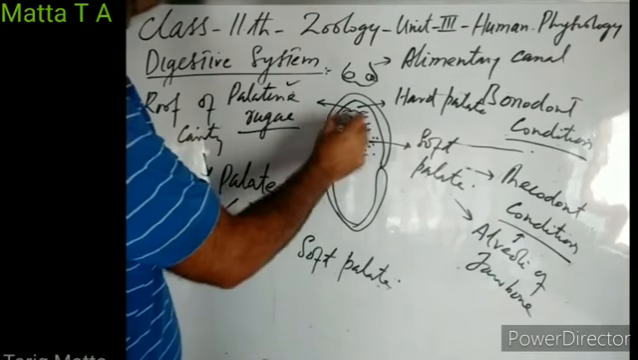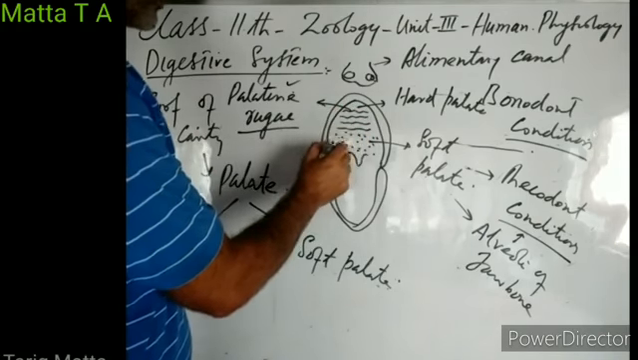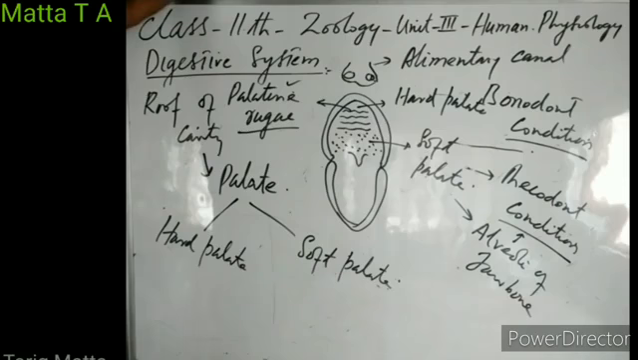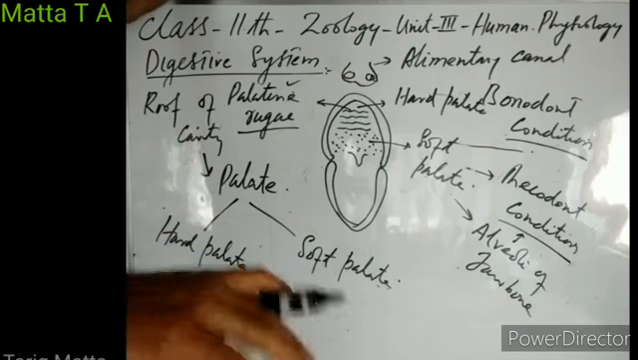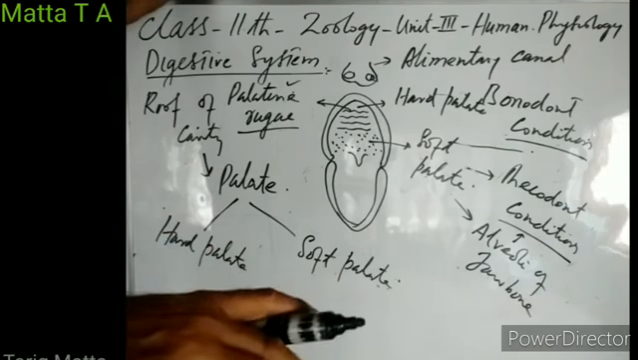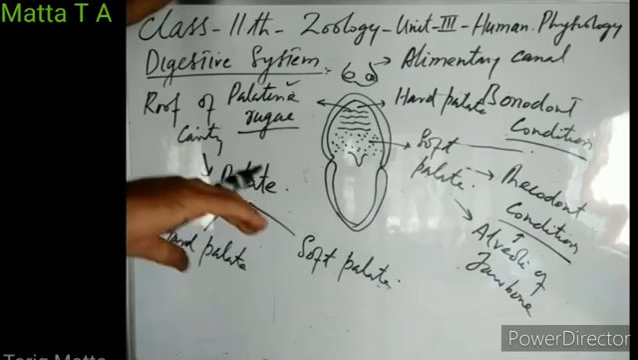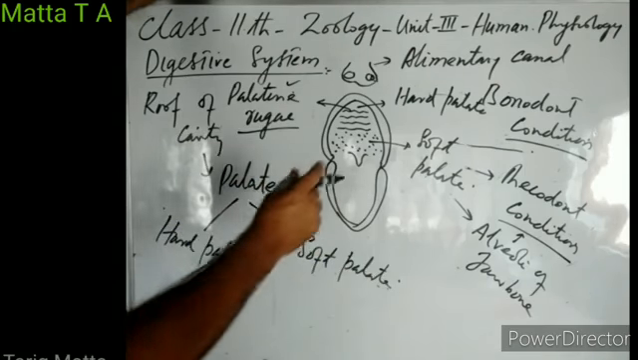Then behind this hard palate, there is the soft palate. It is very soft in nature, right? And it is slippery. It helps the food bolus to be pushed into the pharynx. It provides the smooth surface for the food bolus to be pushed into the pharynx.